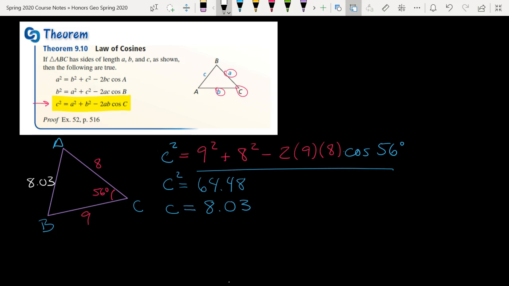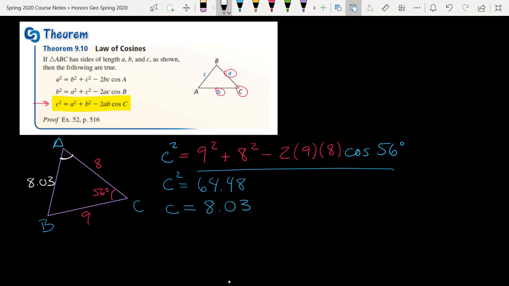We still don't know the measures of A and B, and we're going to have to solve for at least one of them in order to use the triangle sum theorem to solve for the other. Lucky for us, now that we know all three sides, we can use the law of cosines again and solve for one of the angles that we don't know. Let's solve for angle A.